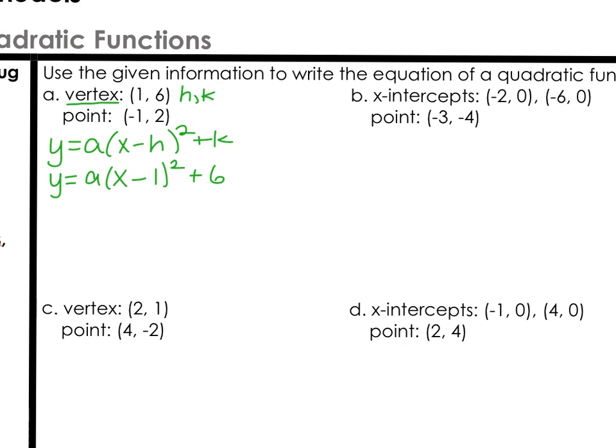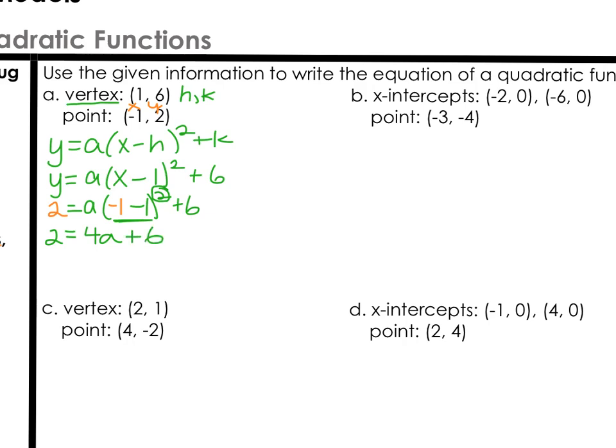Then we have an additional point, and the point that's given we'll use for x and y, and that will help us calculate our a value. So that 2 is going to go on the left, and negative 1 is going to go in the parenthesis. Everything else will stay the same. This will allow us to solve for a, but we really have to be careful with our order of operations. Negative 1 minus 1 is negative 2, and negative 2 squared is 4. That means we have 4a plus 6.